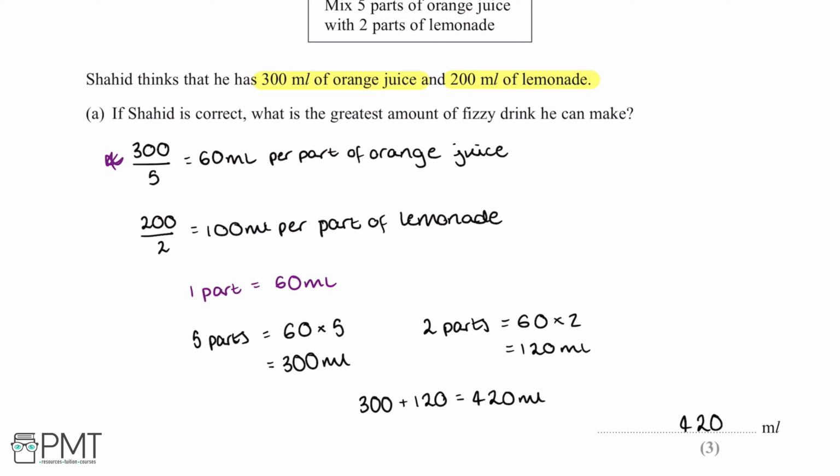Now this question's worth 3 marks. We'll get our first mark for working out how many millilitres each part of the drink is equal to. We'll get our second mark for working out the amount of each individual drink. And we'll get our third mark for adding these 2 values together to work out the total amount of fizzy drink in order to get a final answer.